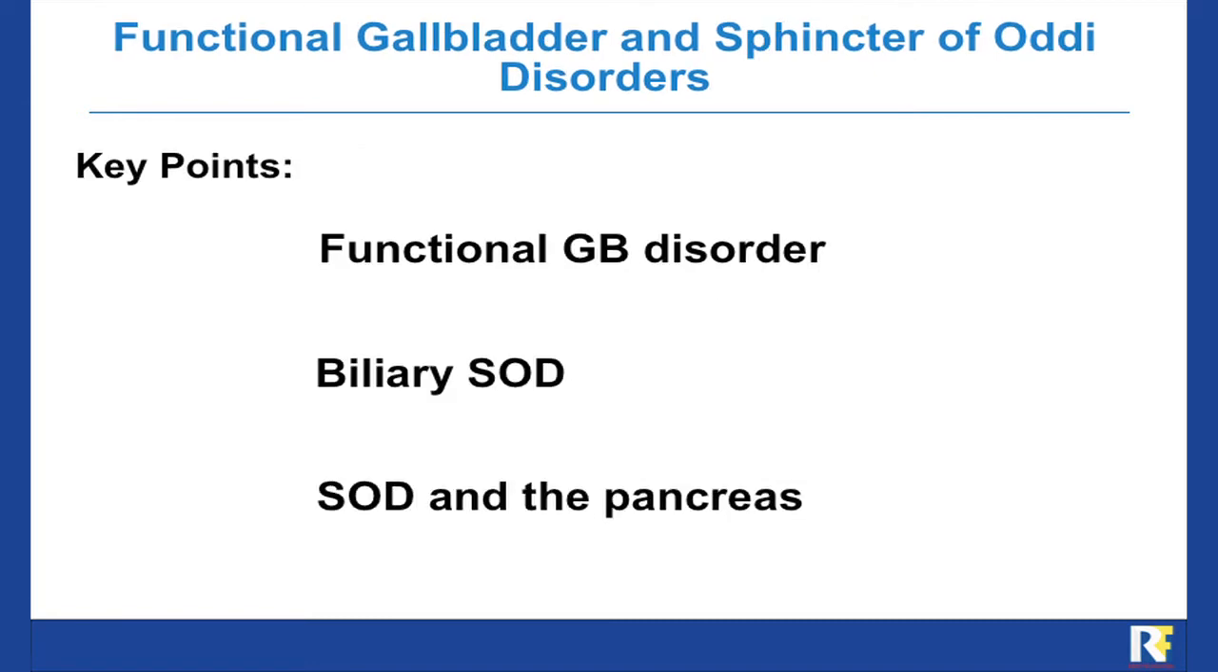The key disorders in this group of functional diseases, if one can say that, is firstly the functional gallbladder disorder or disorders. Secondly, biliary sphincter of Oddi dysfunction, SOD. And thirdly, sphincter of Oddi dysfunction and the relationship to the pancreas, particularly idiopathic recurrent pancreatitis.